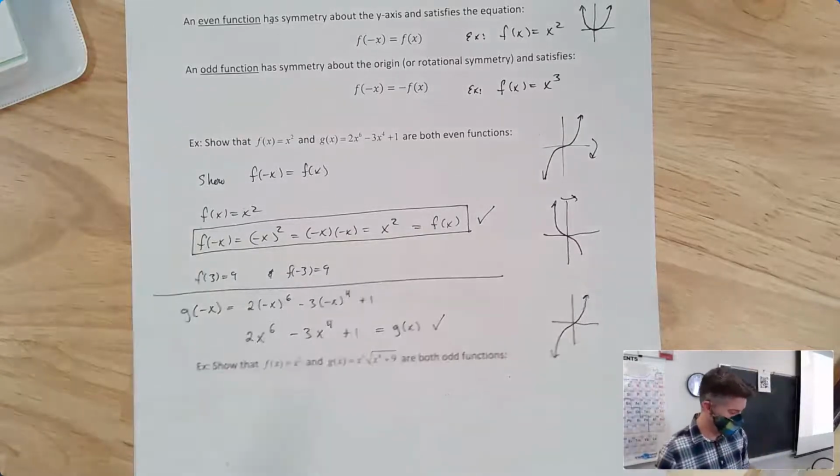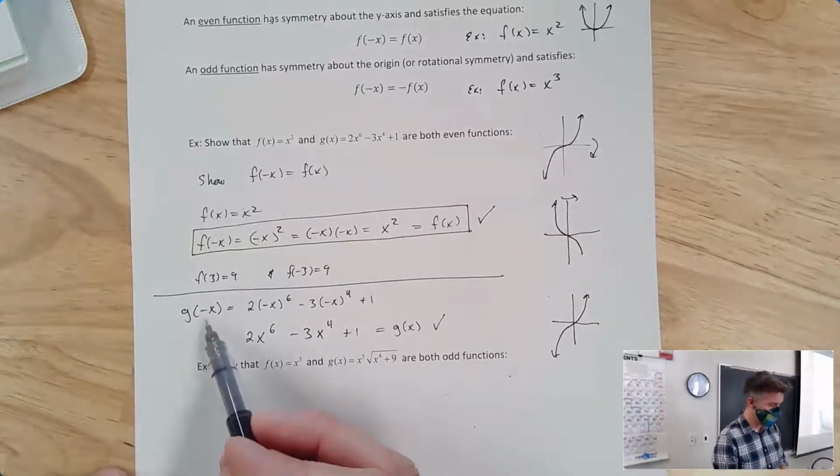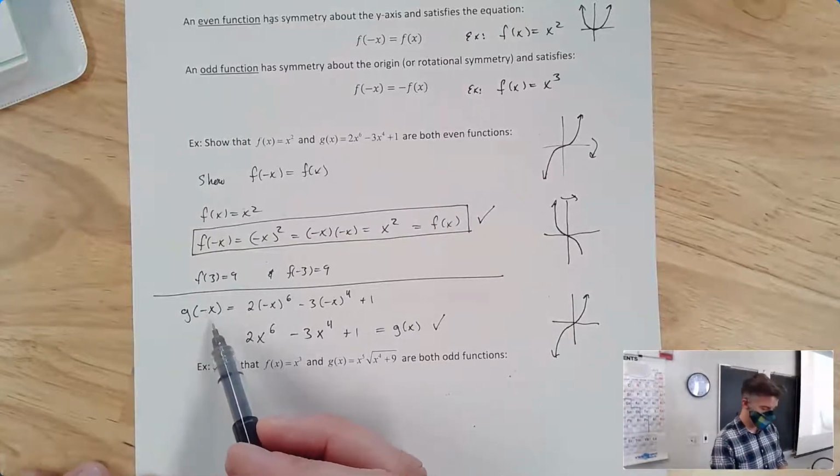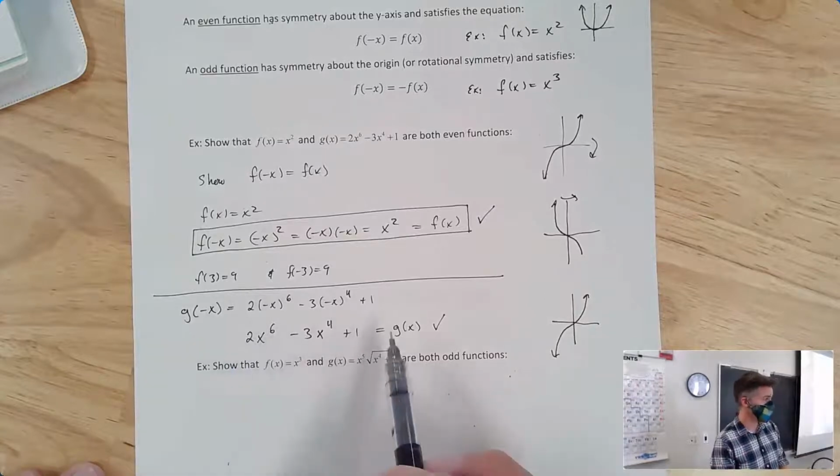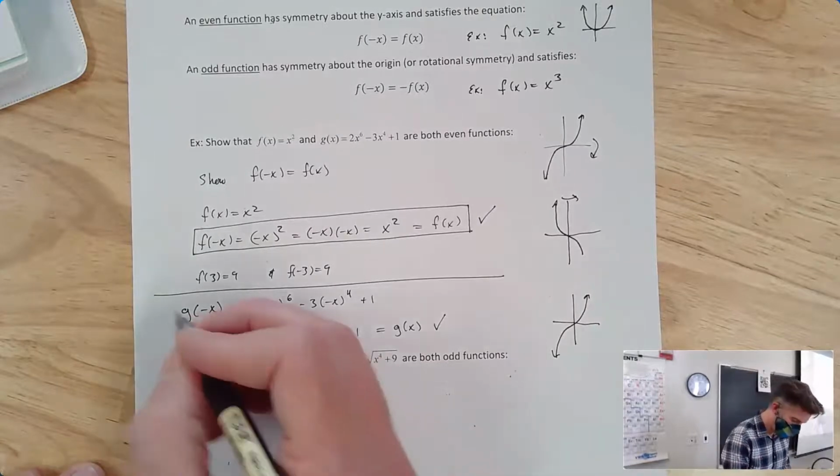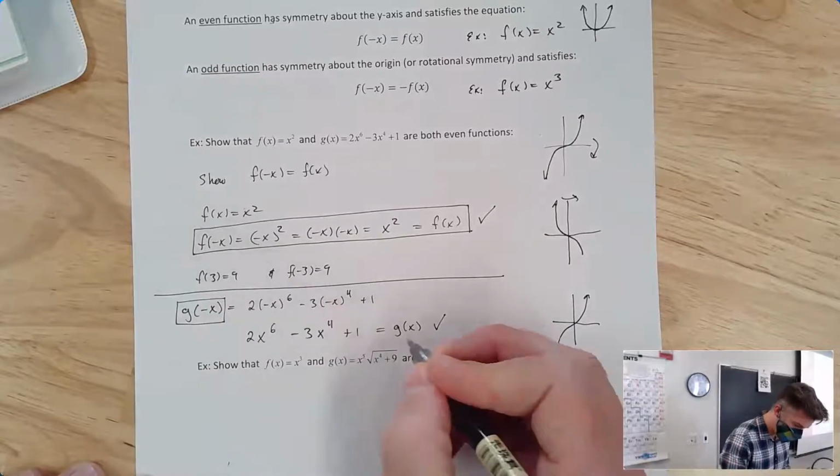So I'm changing the x. So I would say I'm replacing each x with negative x, and then I'm asking the question: is the function the same as the function I started with? Is g of negative x equal to g of x?